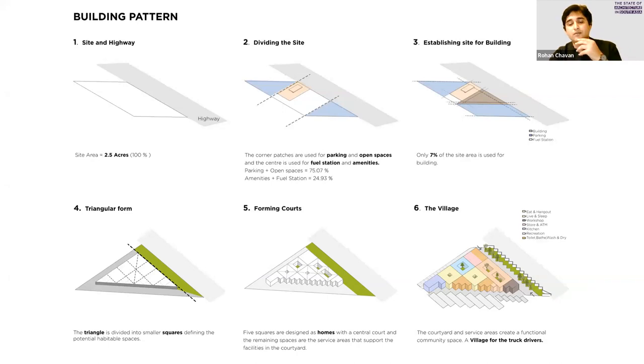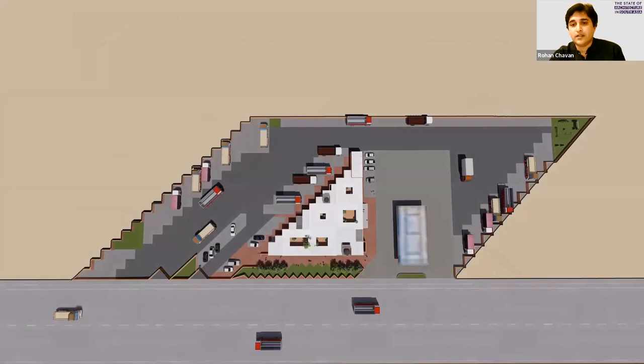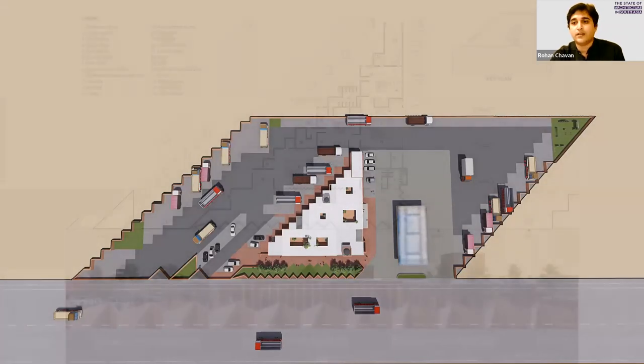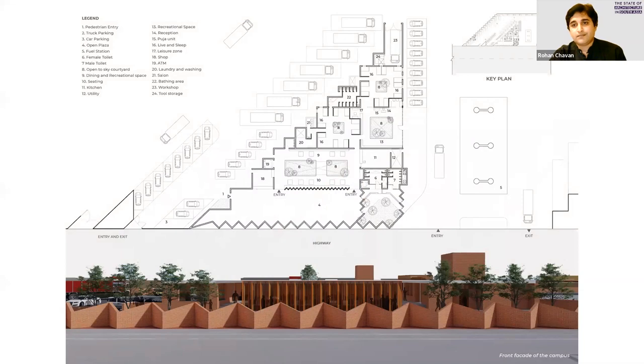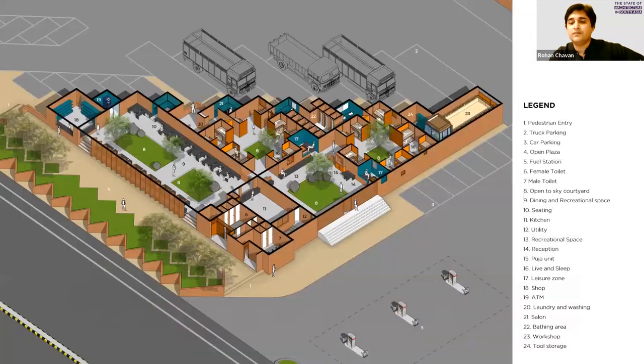So the same issue that we were dealing with while we designed the pause restrooms, we looked at it on a larger scale. We created this facility of around 8,000 square feet, with a fuel station and parking for 50 trucks. That's the overall layout. It's a triangular building because the site was a parallelogram, and we had to respect the lines of the site, and that's how it came out as a triangle.